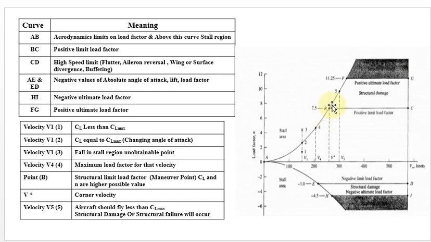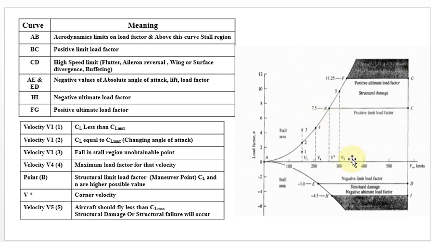That is why we find the corresponding point B. So we have to know about point B. That is the point starting with your positive limit load factor. The corresponding velocity is called V star velocity, and V star velocity is called the corner velocity. This is the point where you can get the maximum limit load factor for the corresponding aircraft.